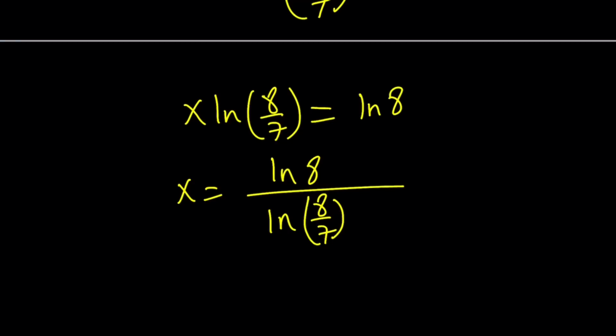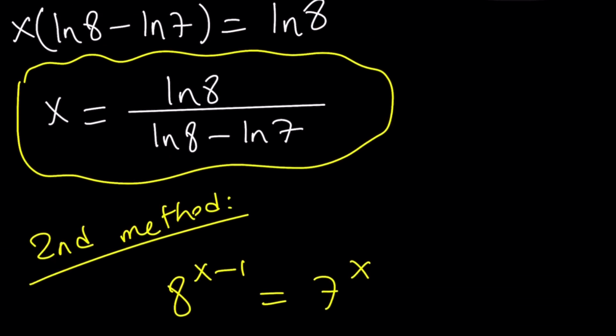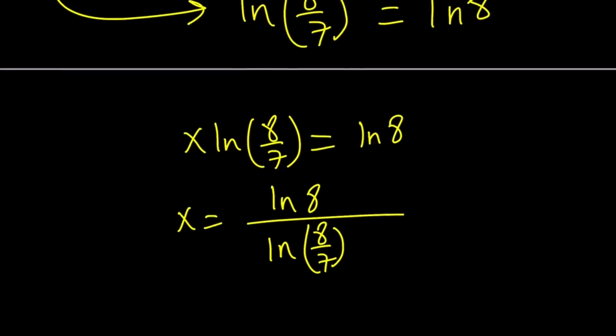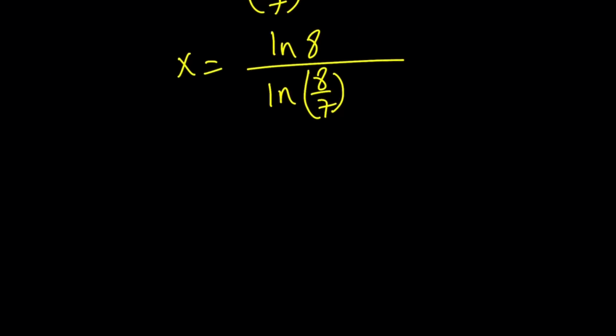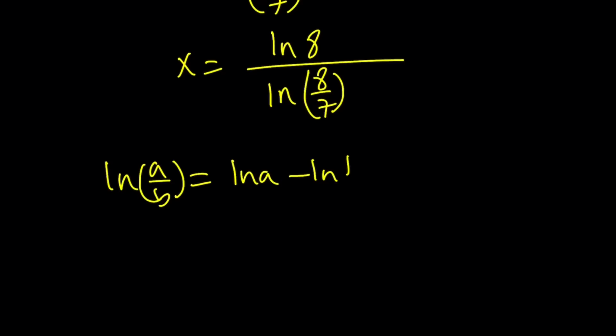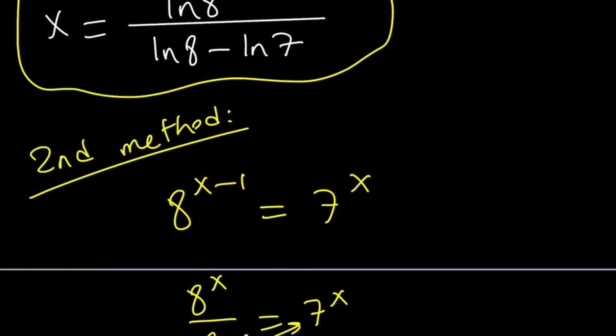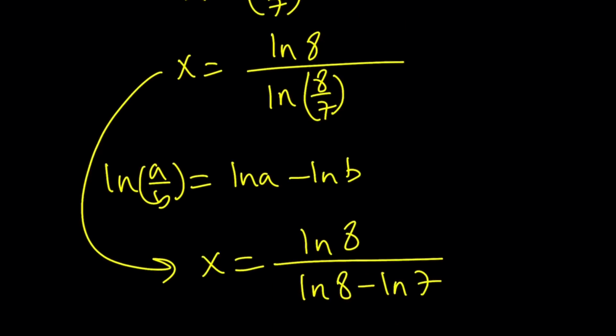Okay. What was our first answer? Wow, that looks very different, doesn't it? Well, not very different actually, because you can split the log of a quotient. What does the rule say? If you have ln a over b, it can be written as ln a minus ln b. All right, so let's do it. We're going to get from here x equals ln 8 over ln 8 minus ln 7. And as you can see, it basically coincides with the first method. Exact same solution. All right, cool.